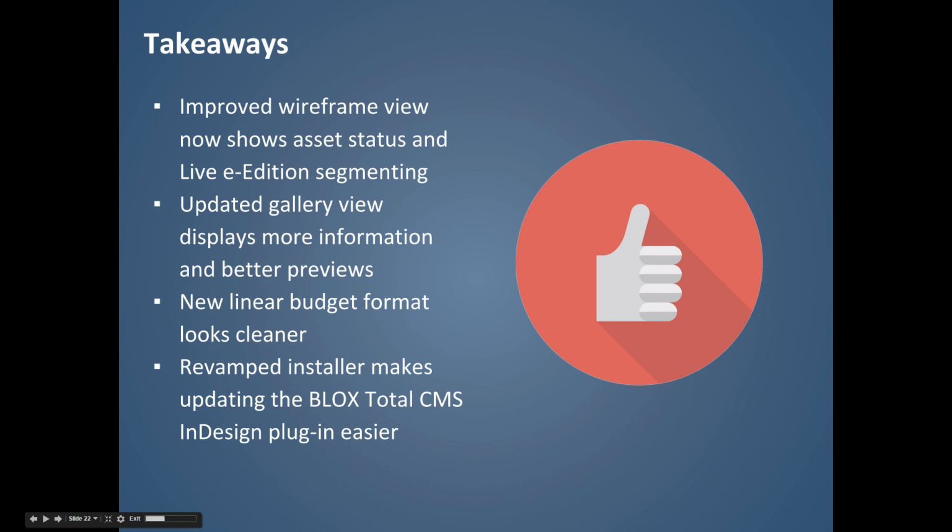So from today's webinar, things to take away from this, we have the wireframe view, so you get asset status, and you get to see where the segments are in live edition. The Gallery view allows you to see, really at a glance, the entire publication. I only showed you like 16 pages there, but boy, a lot more can show. I just didn't have my screen set up to do that. We have this neat linear budget format. I think a lot of sites are going to like that.